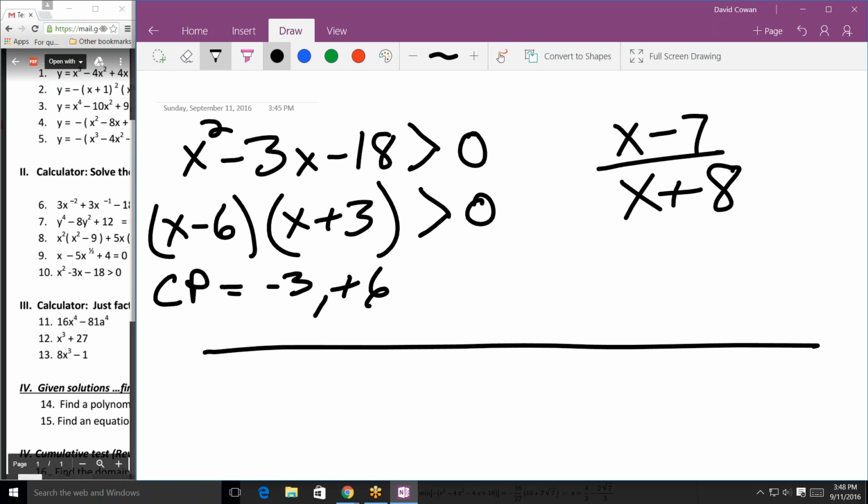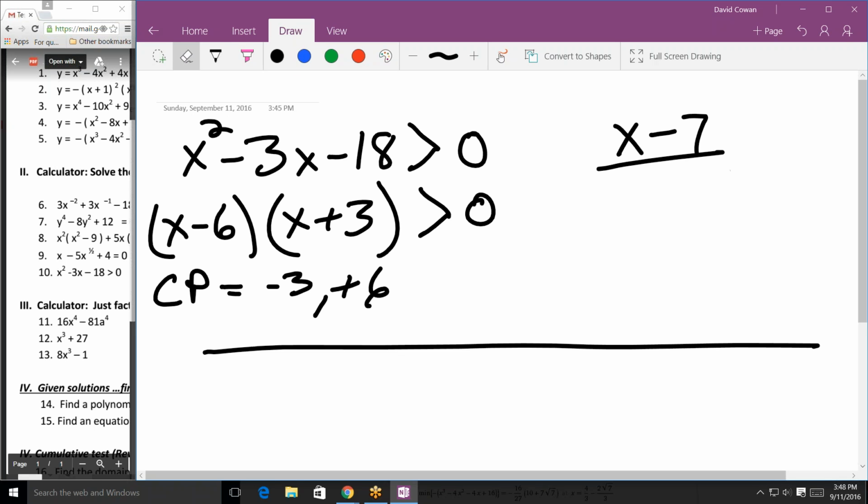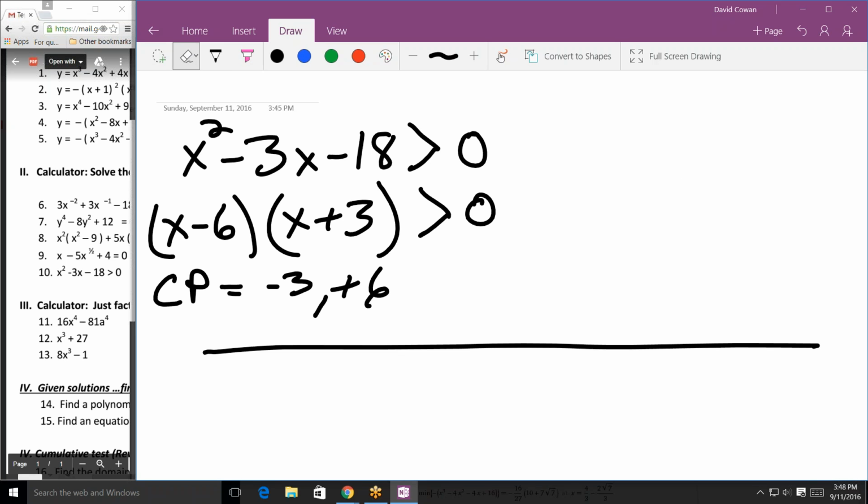-7 and -8. Okay, good. In other words, your critical points are whatever makes either of these 0. Now, you take your critical points and you put them on your line chart, like this. And I don't put 0 on there for a very good reason. That's not one of the critical points.